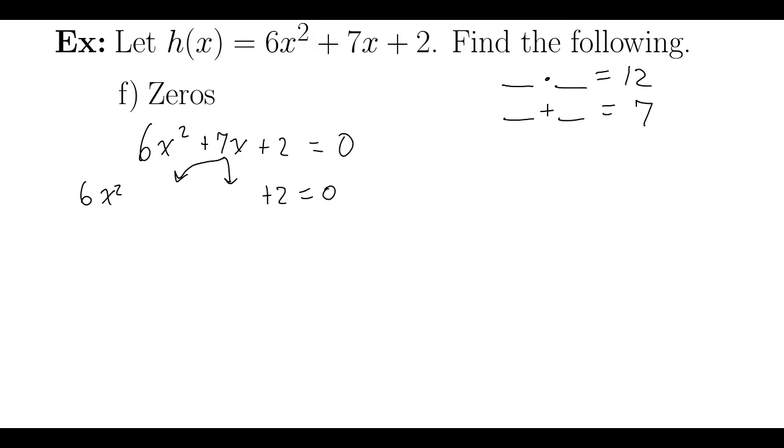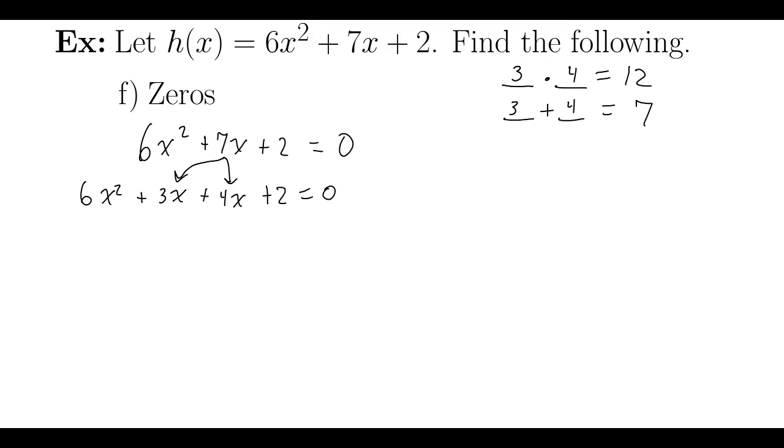So I have to think through numbers here. 1 times 12, that adds up to 13. 2 times 6, that adds up to 8. 3 times 4, that adds up to 7. So 3 and 4 are the numbers that I need to use to split 7x into two terms, 3x plus 4x. Now we'd say that these two equations are the same. One has just had the terms combined, the other one has not.